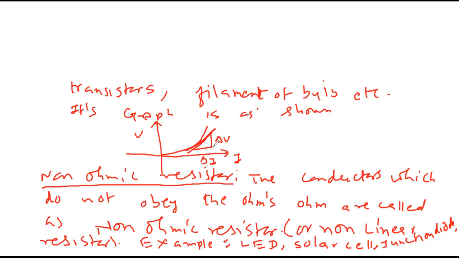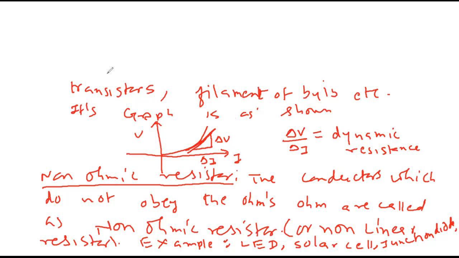Can I clear this now? And write on this side: delta V upon delta I is equal to, it is given a special name, dynamic resistance. Dynamic means changing at every point. Dynamic resistance. Yes, done.